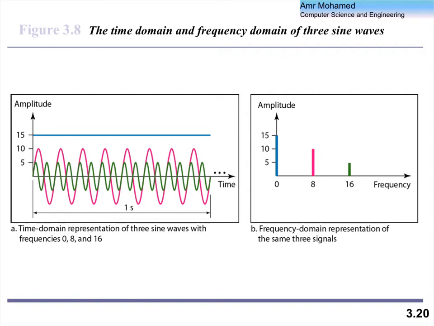So if we take the composite of this signal, it will look weird to us. Actually, it would be very difficult for us to really recognize that this signal is composed of multiple periodic signals. You will not be able to tell that. But if you put them in the frequency domain, it becomes very easy to understand that this signal is equivalent to three composite signals. Okay?